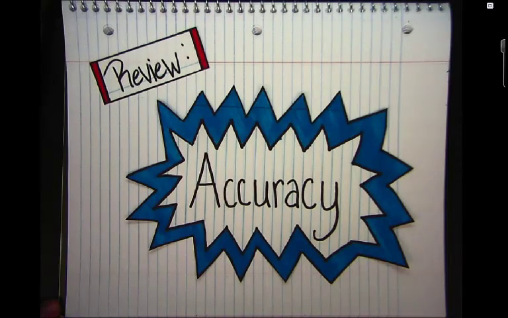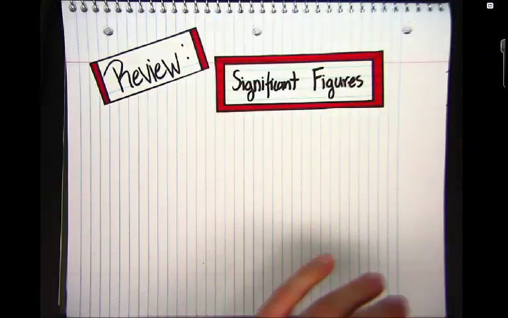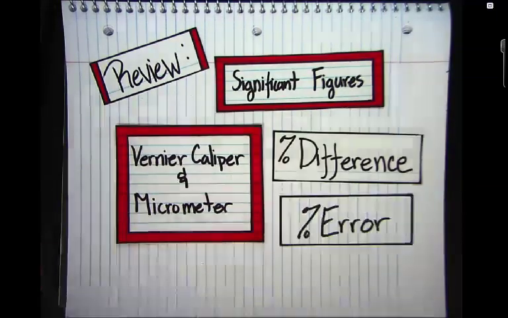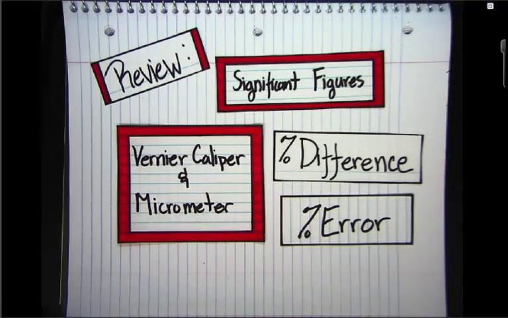So fast review. Accuracy, huge. That's what we're going for. Significant figures. To get better significant figures, we use different tools, vernier caliper and the micrometer. Then we compare our values using percent difference and percent error.